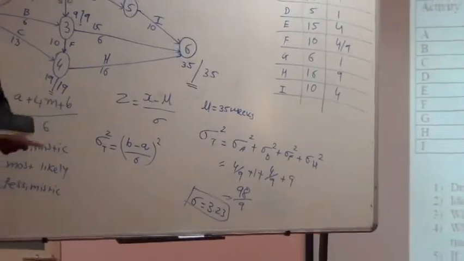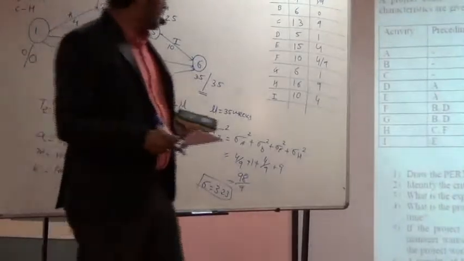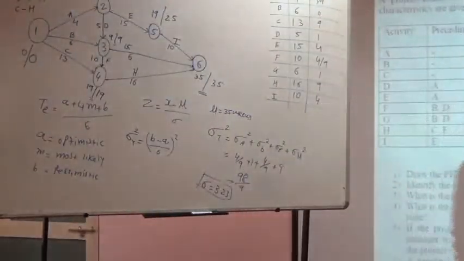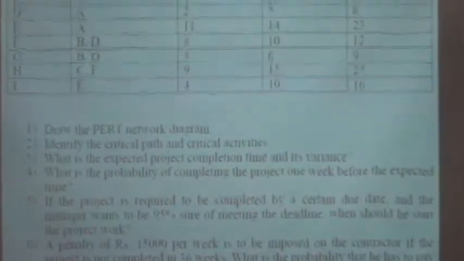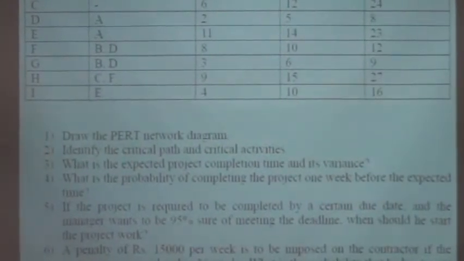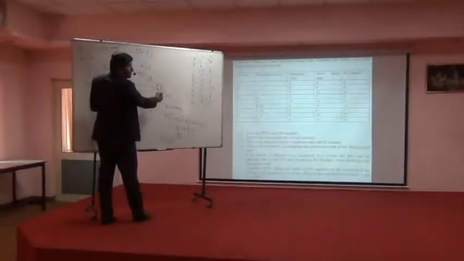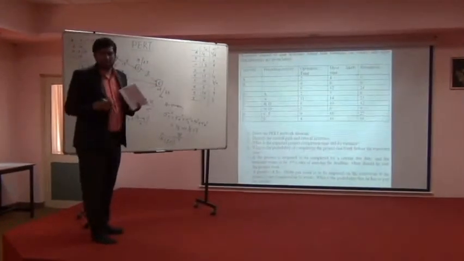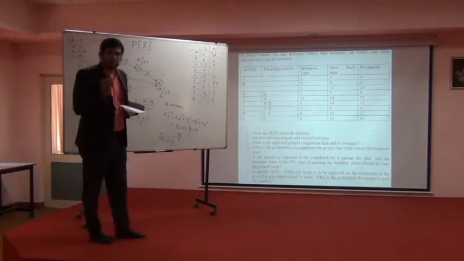Now let us go for the last question of this particular example. That question is asking what is the probability? This is the most important part. What is the probability of the completion of the project 1 week before the expected time? I repeat, 1 week before the expected time. So what is the expected time? It is 35. 1 week before the expected time is 34 weeks. So they want to find the probability to complete the project before 34.